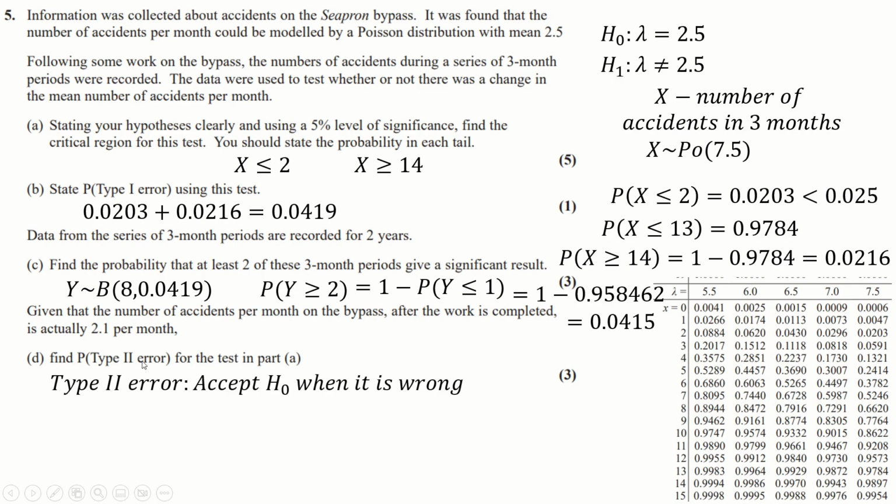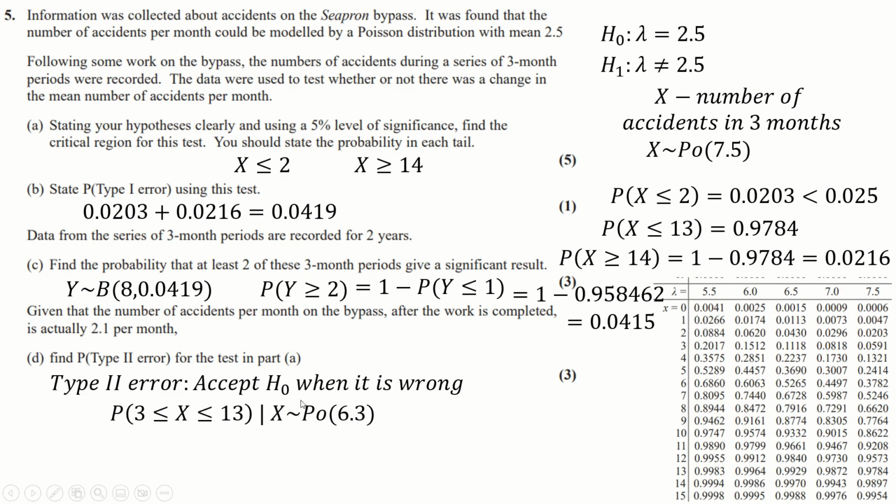Type 2 error is the probability that you accept H0 when it's wrong. So the probability of accepting H0, well, we accepted H0 if we were less than or equal to 13 and greater than or equal to 3. So that was where we accepted H0. But given that H0 is wrong, means that lambda is actually going to be this value, times by 3, because that's per month, and we've got a 3-month window here, is going to be 6.3.